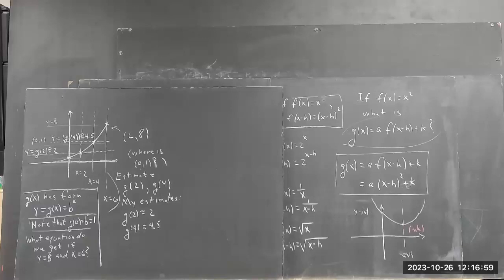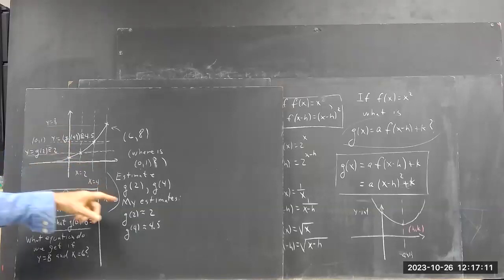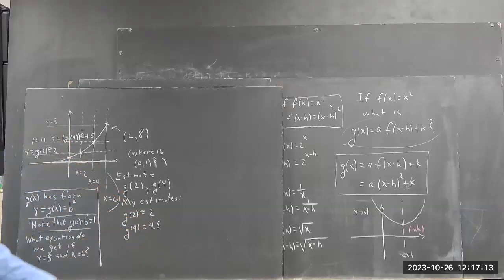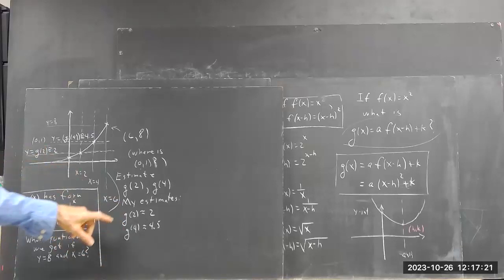Unfortunately, that wasn't recorded, but go ahead and figure this out, and I'll just repeat what I said. Here are my projection lines. My estimates are G of 2 equals 2 and G of 4 equals 4.5. Now, those aren't totally consistent, and I can see that, but those are my honest estimates.